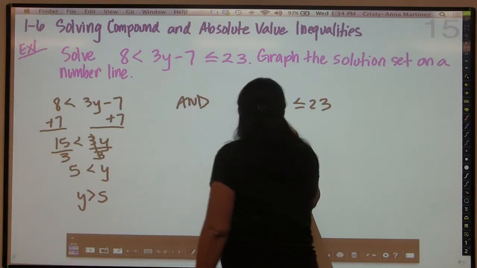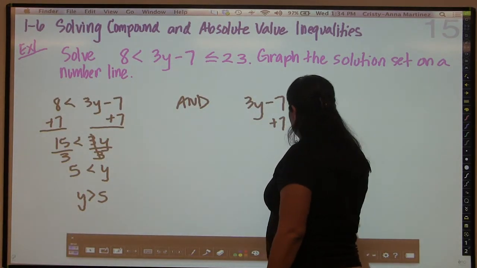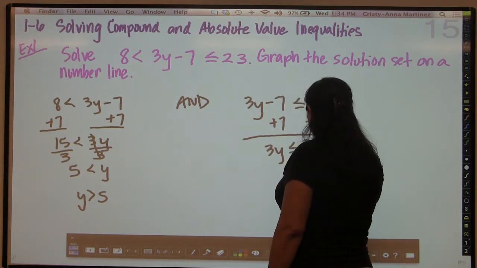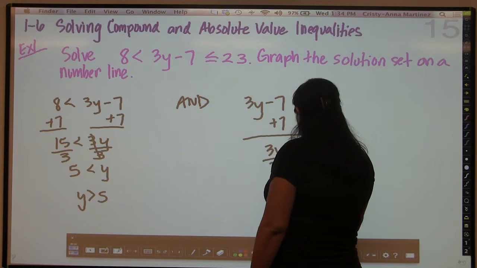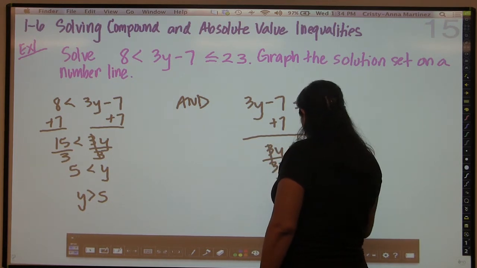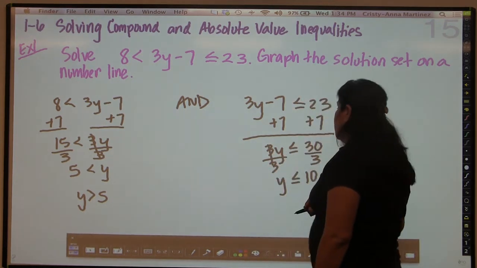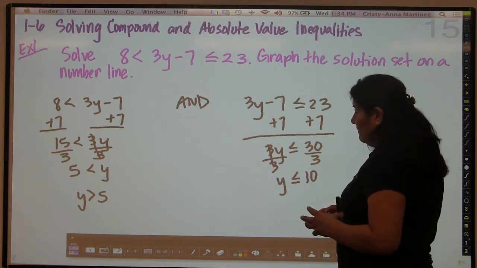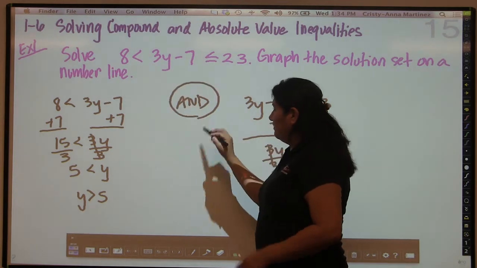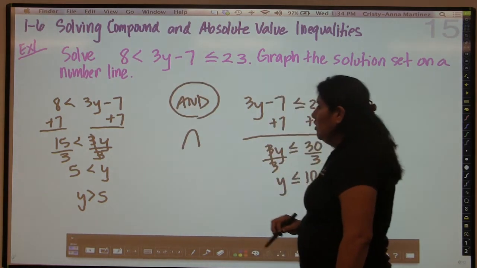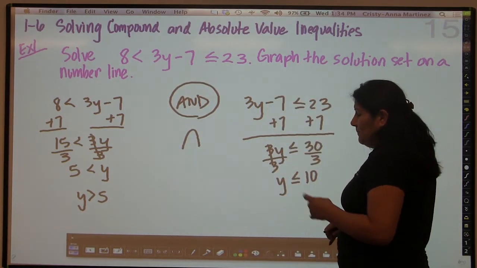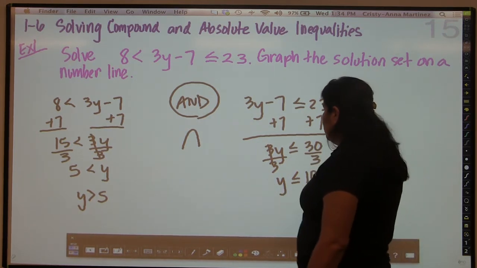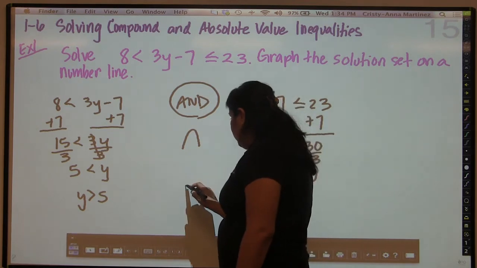And then over here, we can do the same thing and solve this guy. And 23 plus 7 is 30. Divide by 3, so y is less than or equal to 30 divided by 3, which is 10. So what we're looking for is solutions of the inequality. The compound inequality means when you put the and there, which by the way, the and symbol is this symbol right here. What we're saying is that we want values that are bigger than 5, but at the same time smaller than or equal to 10. So you can write this as a sandwich by putting the variable in the middle.